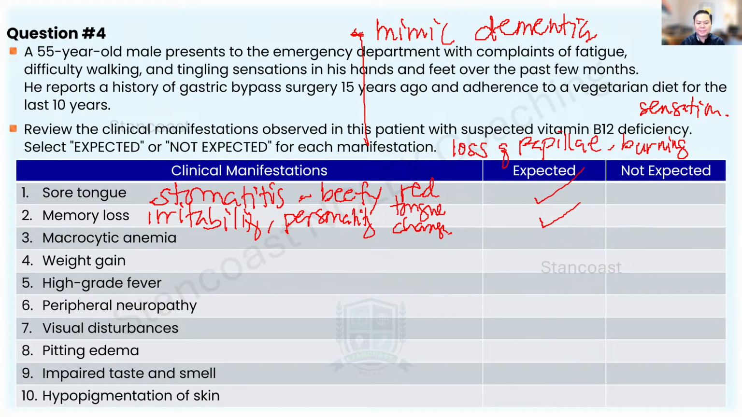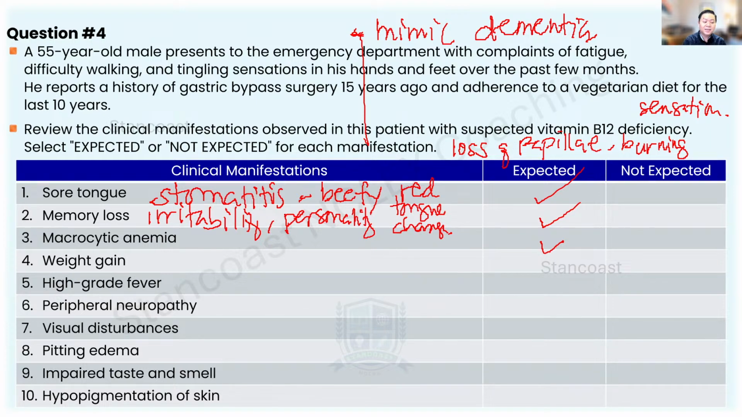What about number 3, macrocytic anemia? What do you think about the term macrocytic anemia? Well, it is going to be expected as well. As I've said earlier, this is what we call the megaloblastic type of anemia. The red blood cells are bigger. They are going to be larger than normal. Macrocytic. And of course, this is caused by the impaired DNA synthesis in the erythroblast.